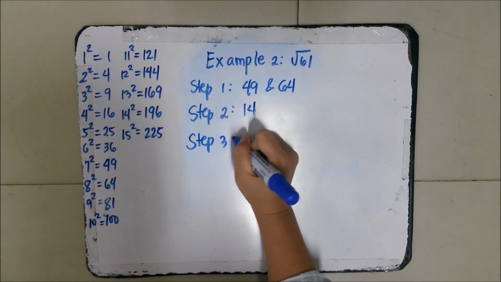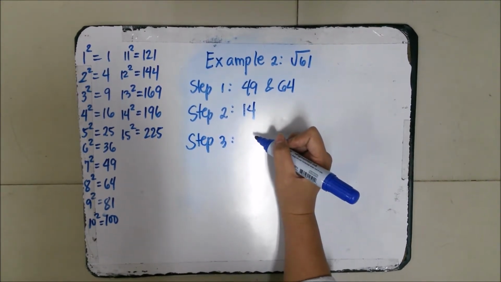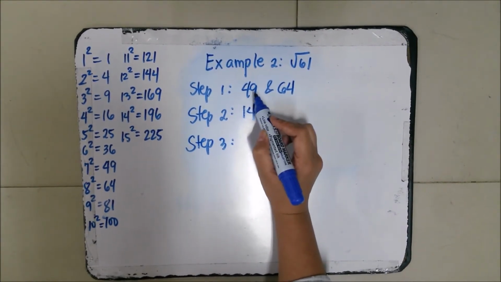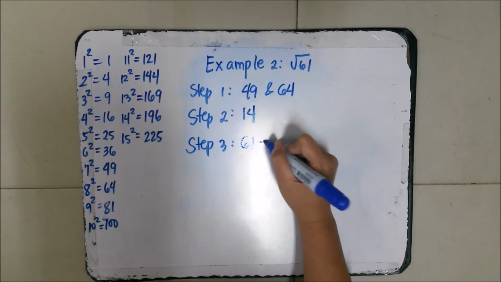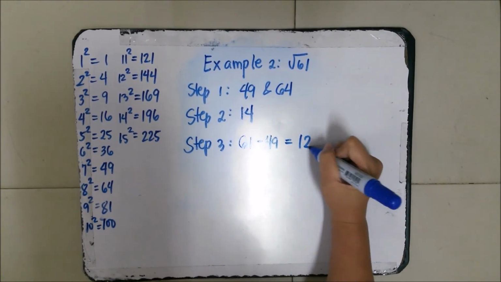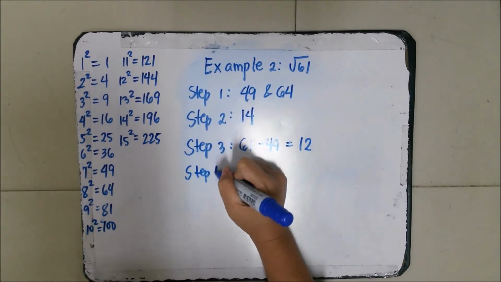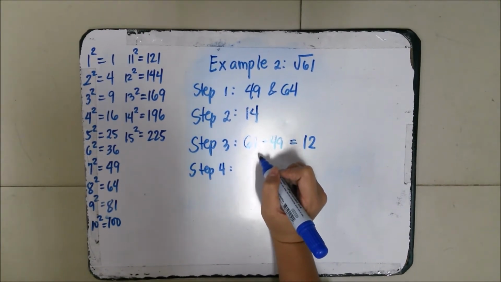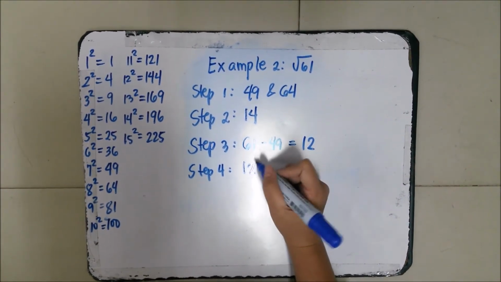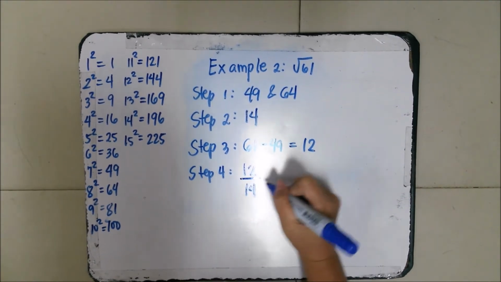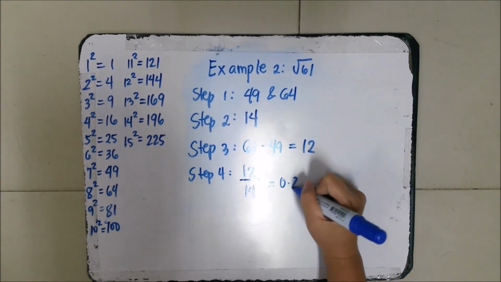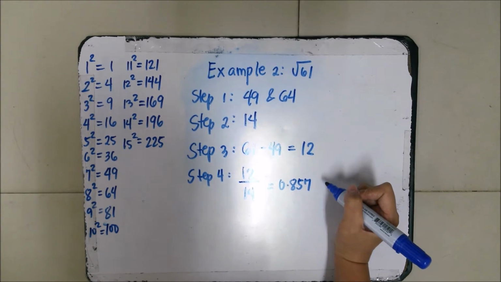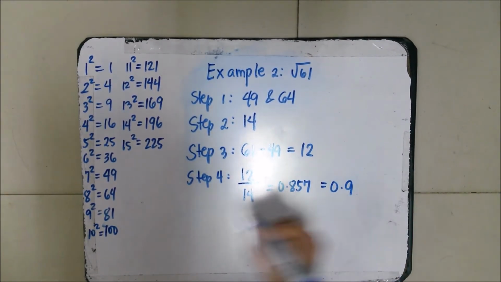So now we're in step 3. We find the difference between the smaller perfect square and the given number. The smaller perfect square is 49, and our number is 61. So 61 minus 49 is equal to 12. Step 4 is to divide the answer in step 3 by the answer in step 2 and round the quotient to the nearest tenth. Our answer in step 3 is 12 and our answer in step 2 is 14, so we divide. Our answer is 0.857. We round it to the nearest tenth, so it becomes 0.9.